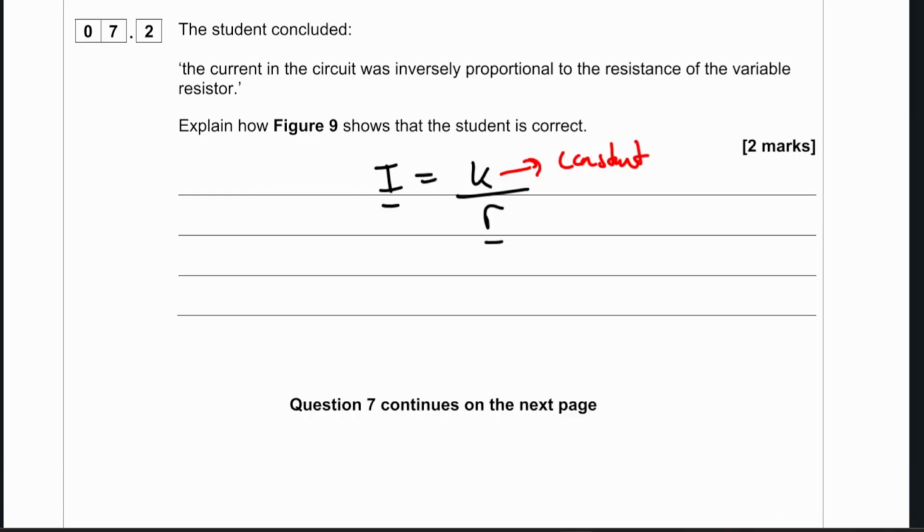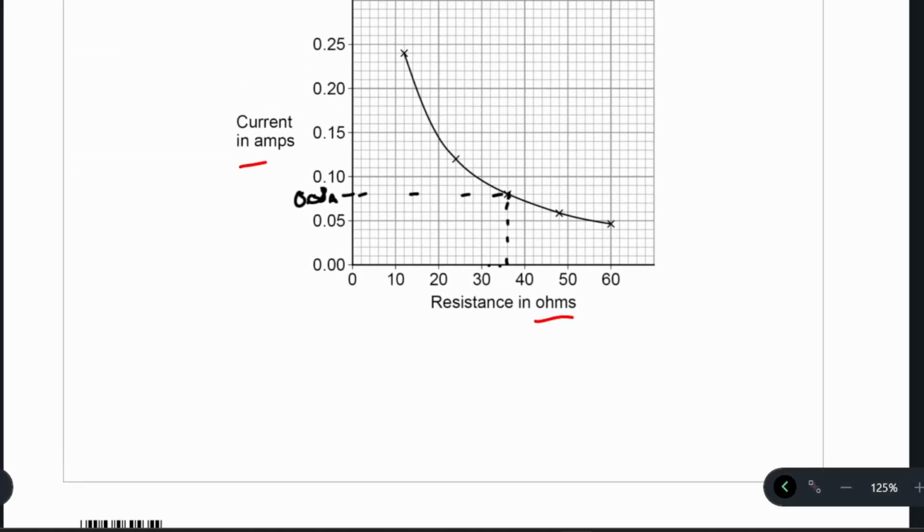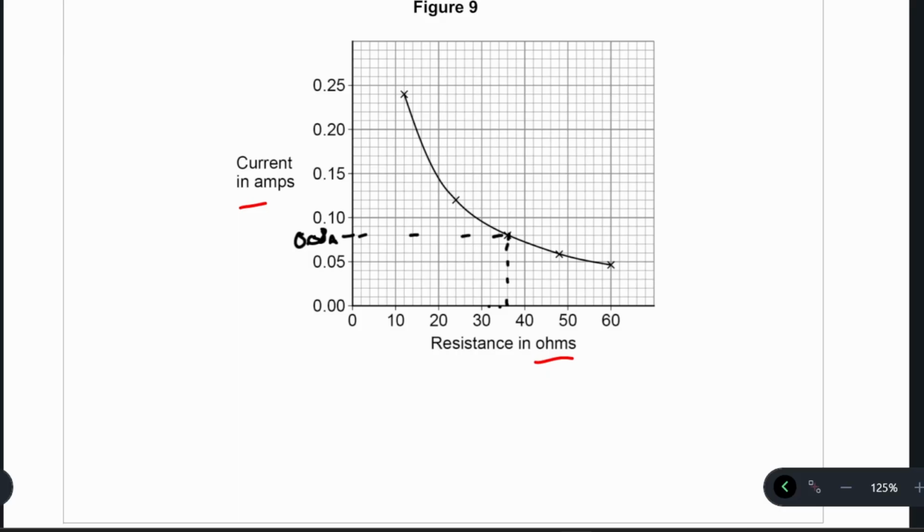So we can basically rearrange this to say that K is going to be equal to the current multiplied by the resistance. And if this is true, where we can use any current and any resistance, and we still get the same K, because remember K has to be constant, then we know that the relationship is inversely proportional. So to work that out, we can come over here and select a few values to plug into our equation to test it, see if we get the same K.